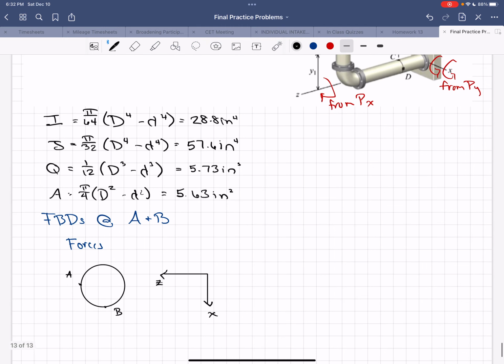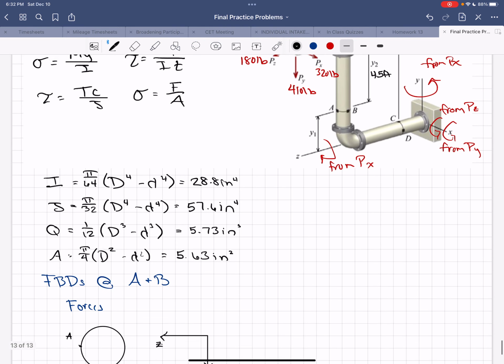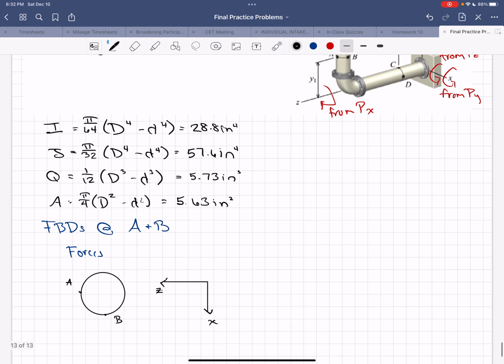Okay, so now we draw those forces. We're going to have a PZ, and it equals 180 pounds. We have a PX.